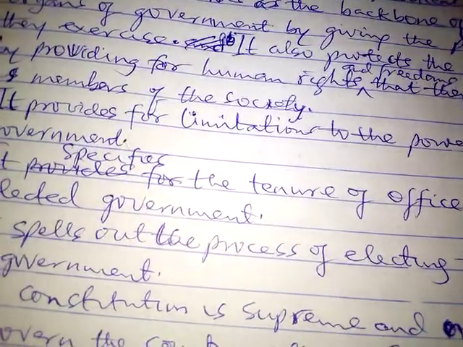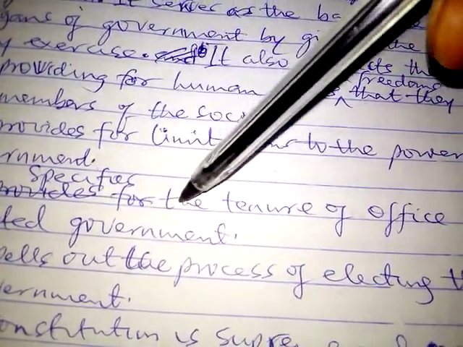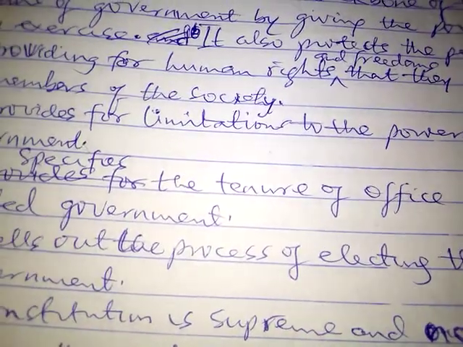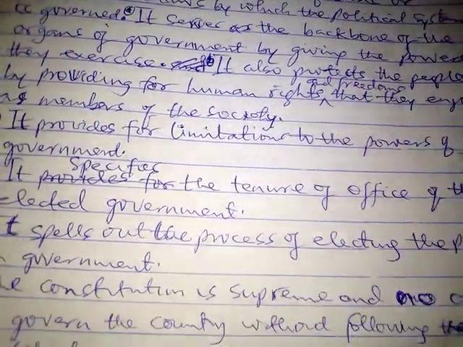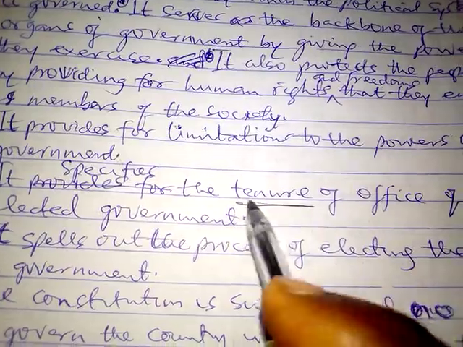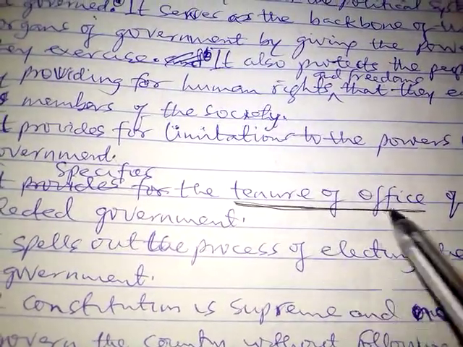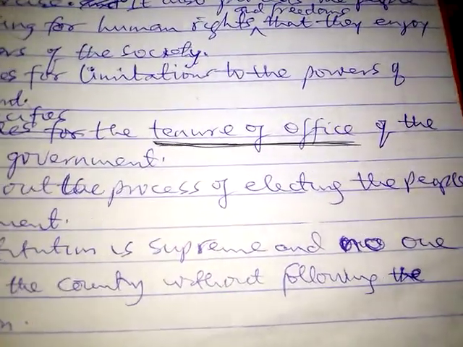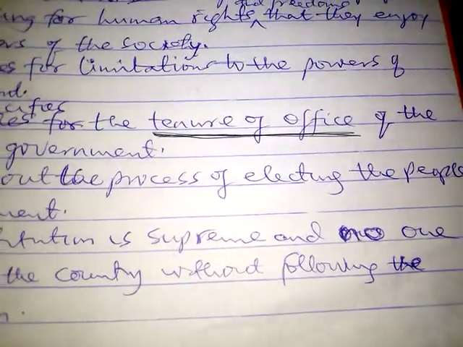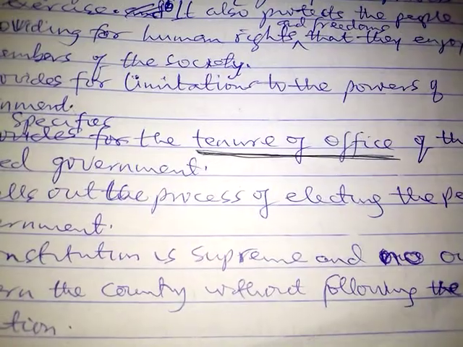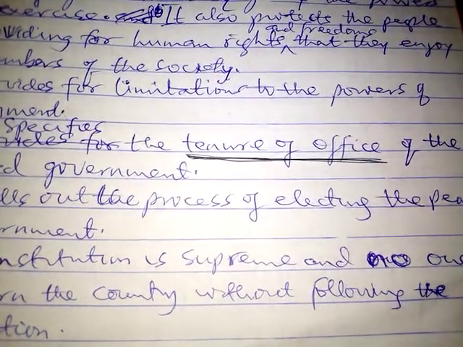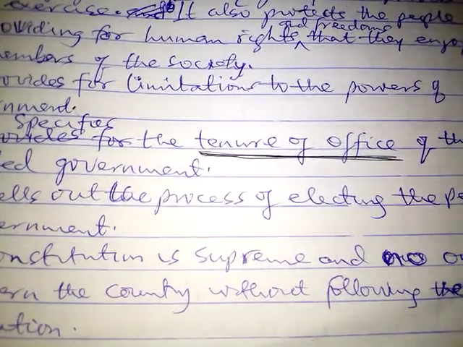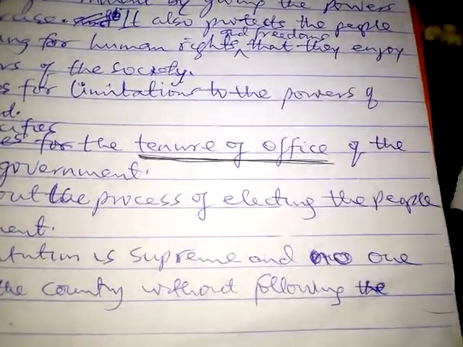Next, the Constitution specifies the tenure of office of the elected government. The tenure of office, that is how long they are going to stay in office. The Constitution says it. The Constitution provides for it. In Nigeria and many other countries, we have 4 years that government is expected to stay in office, and afterwards they are removed or re-elected.